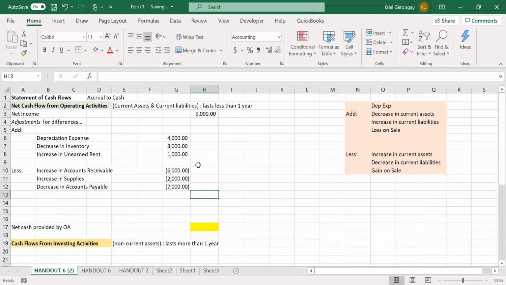And so you just have to add everything to get the total of this one, which is negative 7,000. And this amount will be subtracted from the net income. So this one subtracted from this one will be 2,000. So your net cash provided by operating activities would be 2,000.